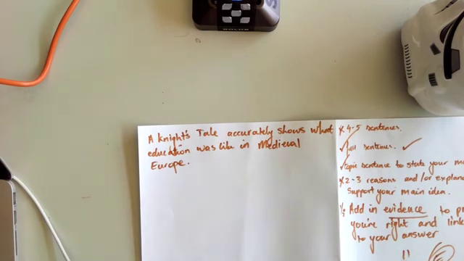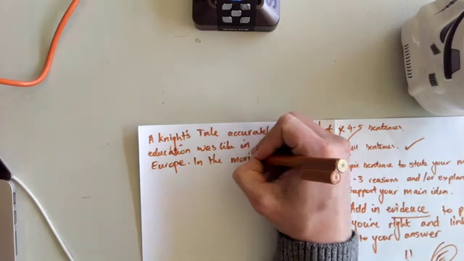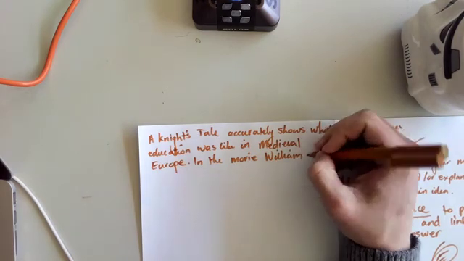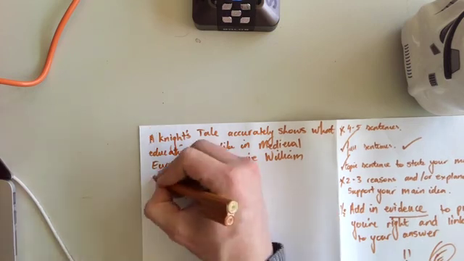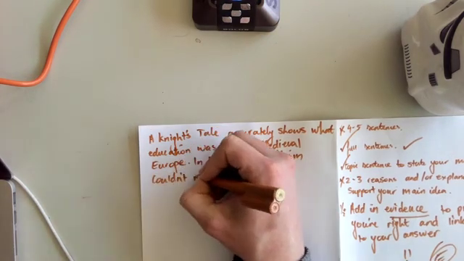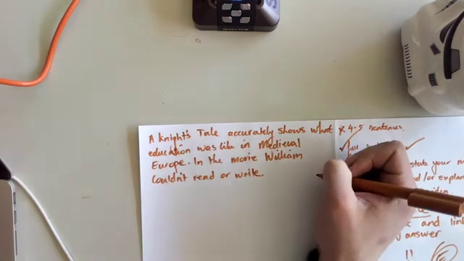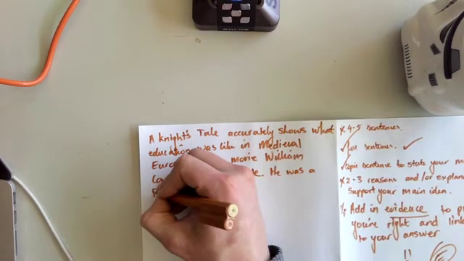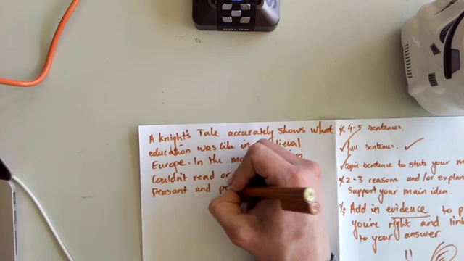The first point I'm going to steal from my other answer because that was a pretty good point. In the movie, William couldn't read or write. He was a peasant. And peasants weren't educated.